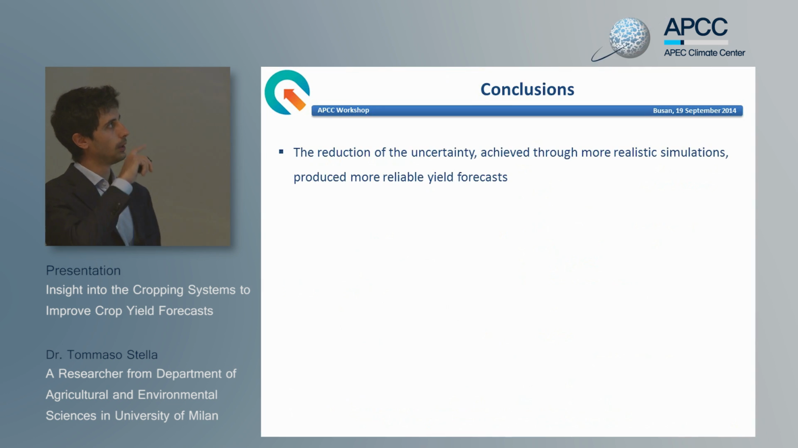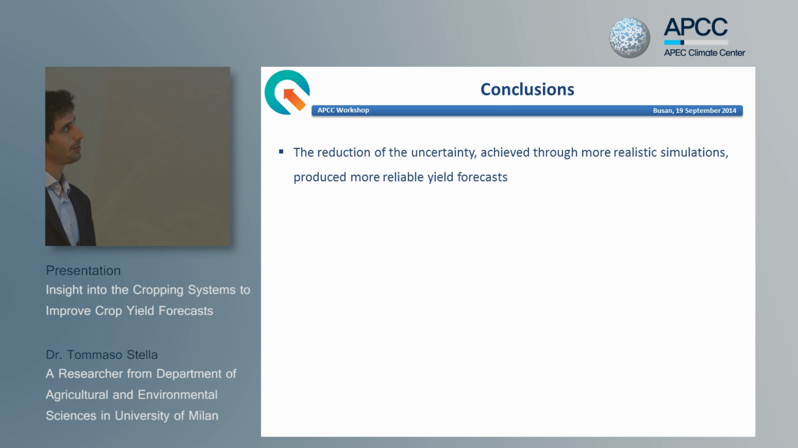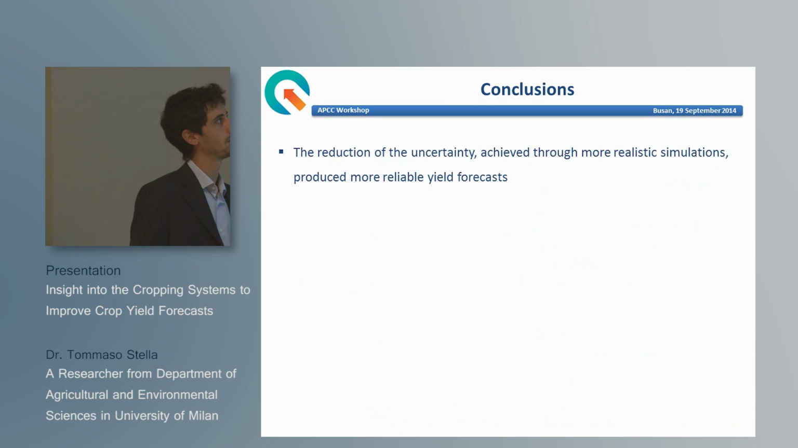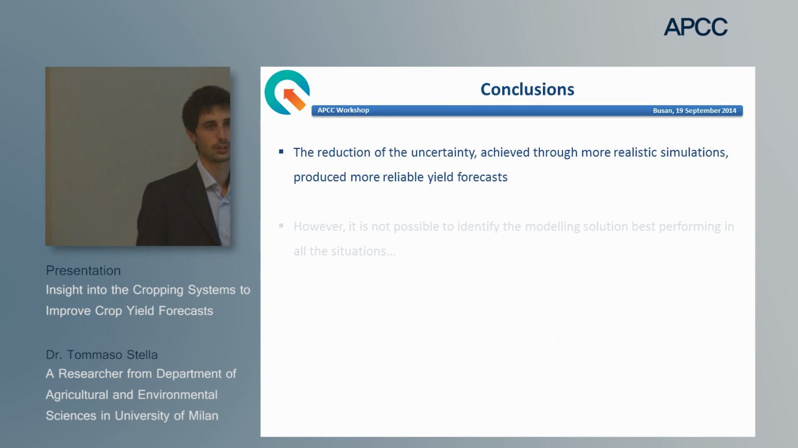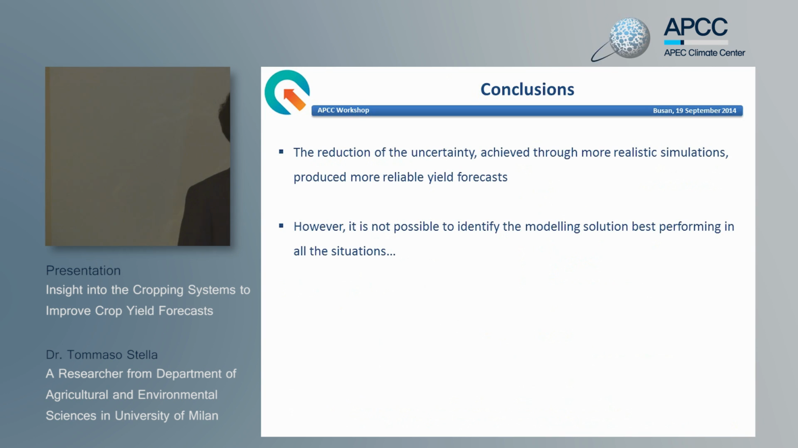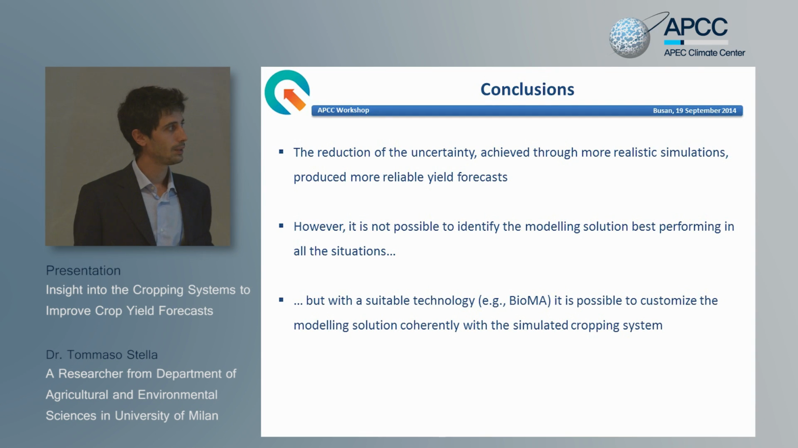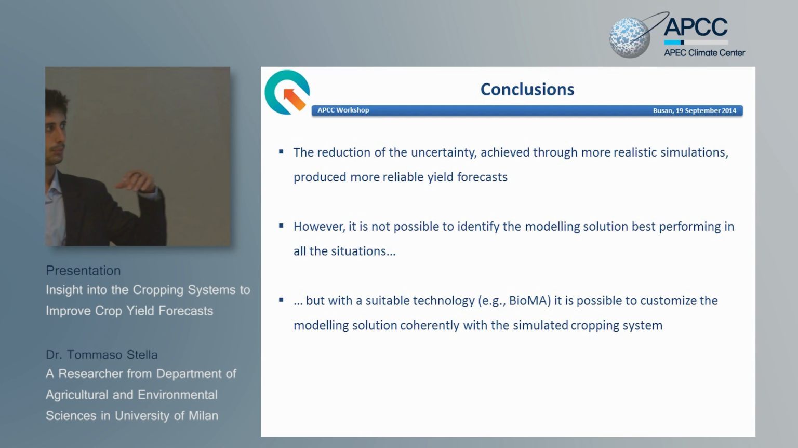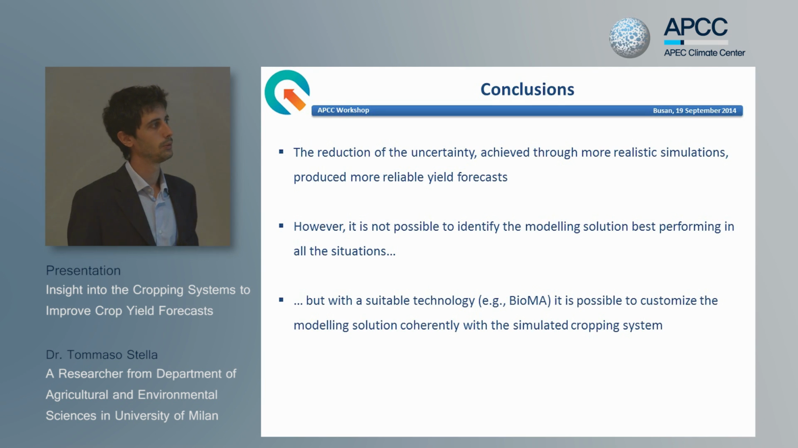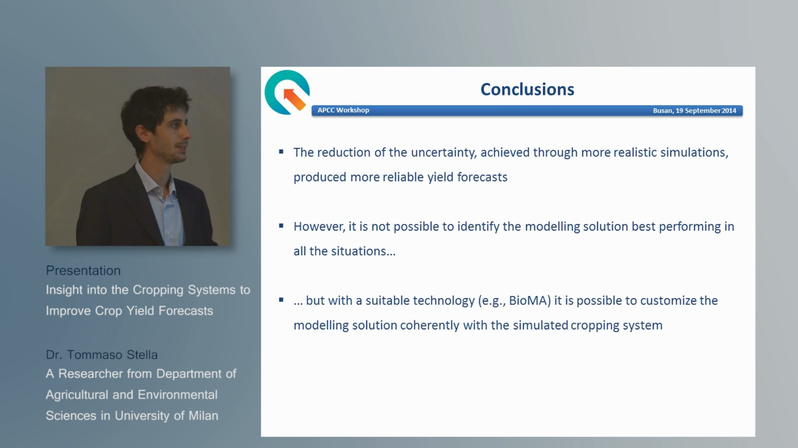So concluding, these are the most important things we saw. The reduction of the uncertainty achieved through more realistic simulations produces more reliable yield forecasts. However, it is not possible to identify the modeling solution best performing in all situations. But with a suitable technology, and we are suggesting Bioma, but it's not mandatory to use it, it is possible to customize the modeling solution coherently with the simulated cropping system.